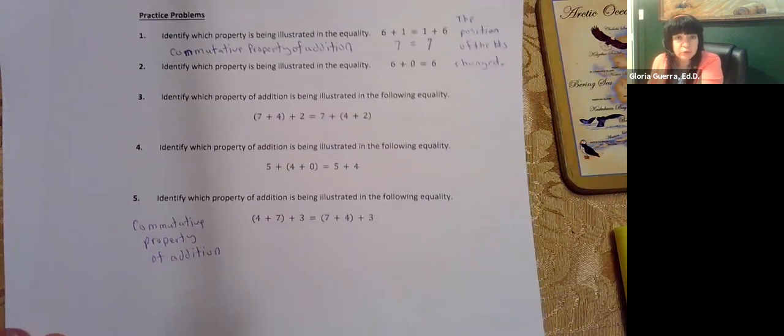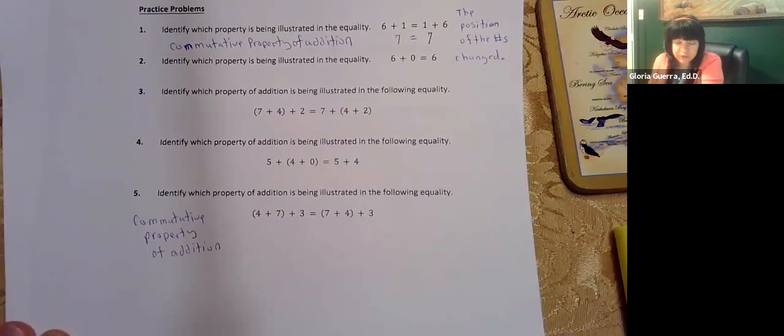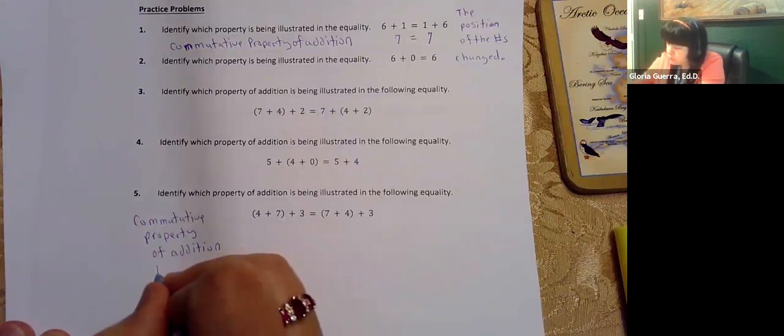And then to put a reason why, like a justification, you can say: because the position of the 4 and the 7 changed.